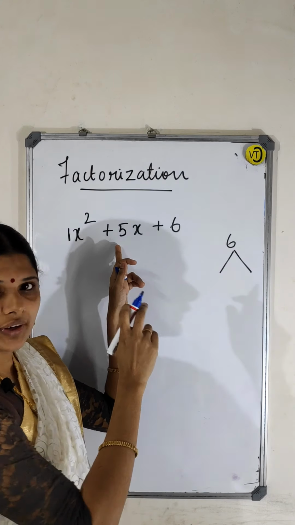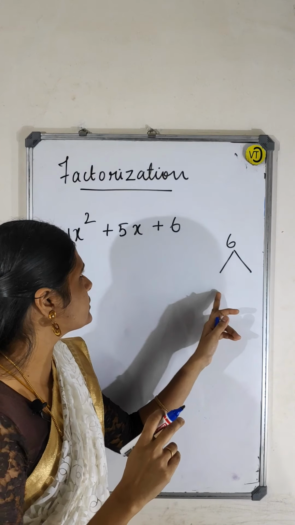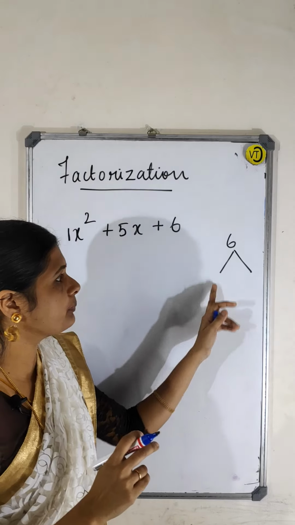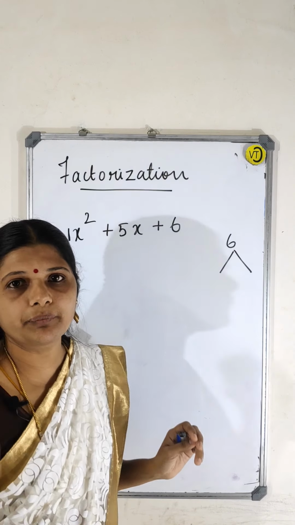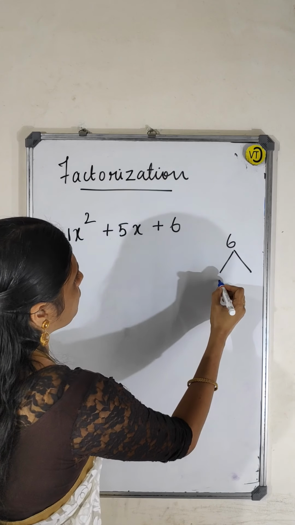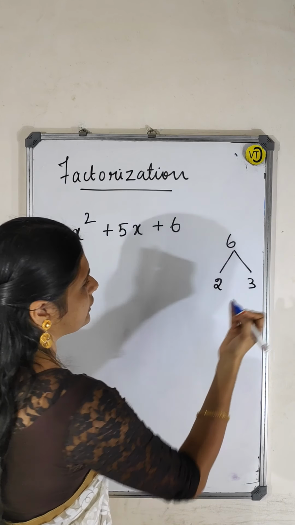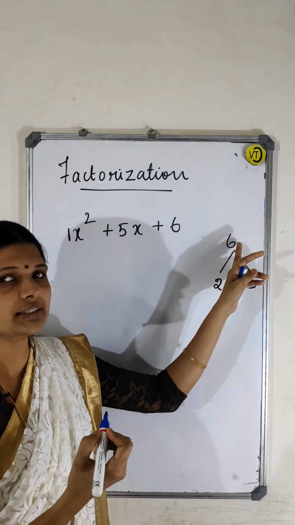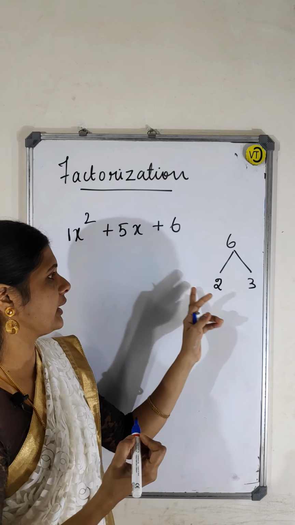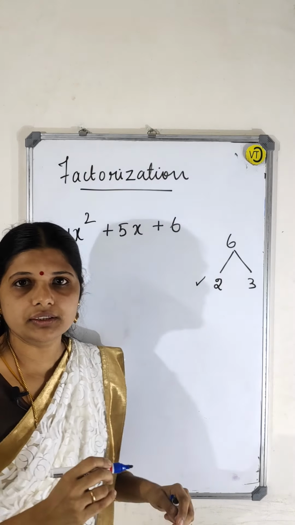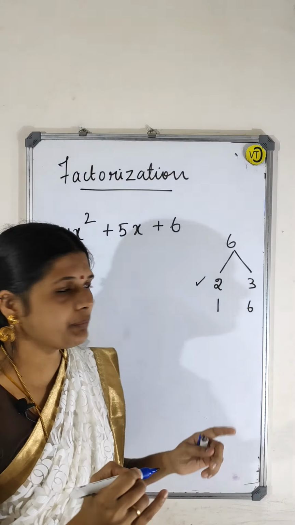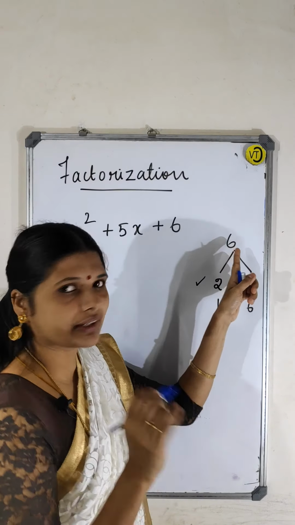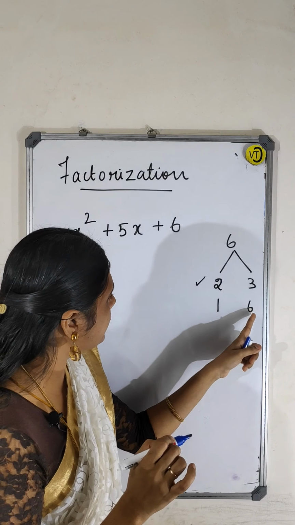You have to get this 5. When adding those two factors, you will get 5. When multiplying those two factors, you will get 6. This way you have to pick the factors, right? So I am going to take 2 and 3. 2 into 3 is 6, 2 plus 3 is 5. So this pair is right. You should not take 1 and 6. Why? Because 1 into 6 is 6, correct, but you are not supposed to take it like this.